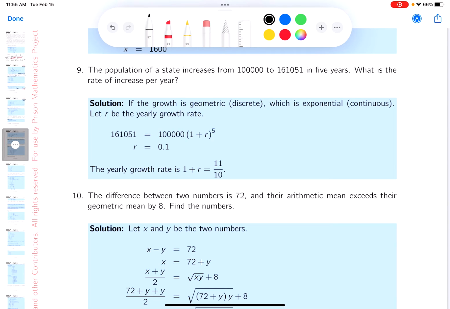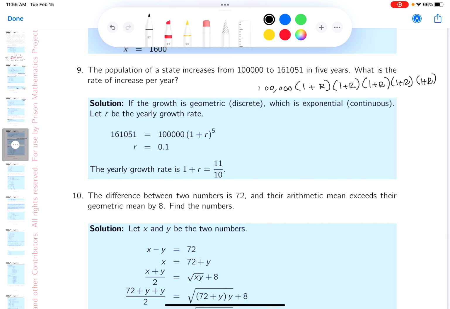So if you were to write that down, it's going to be 100,000, and certainly the population is there, plus there's a rate of growth to it. And that's going to be how many at the end of the first year. Now, the second year, you're going to do another multiple of this. So it's 1 plus r. And then the third year, another multiple of this. The fourth year, another multiple of this. The fifth year, another multiple of this. And that's at the end of the fifth year.